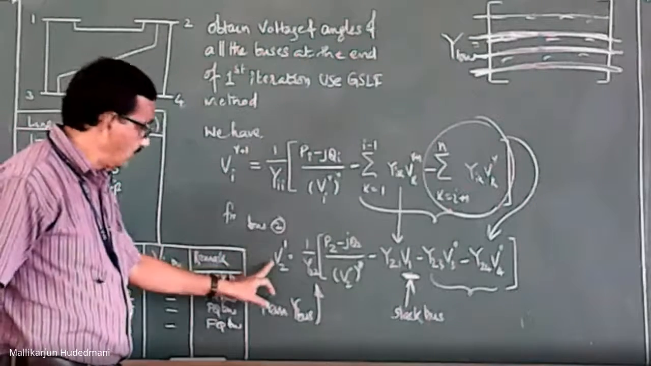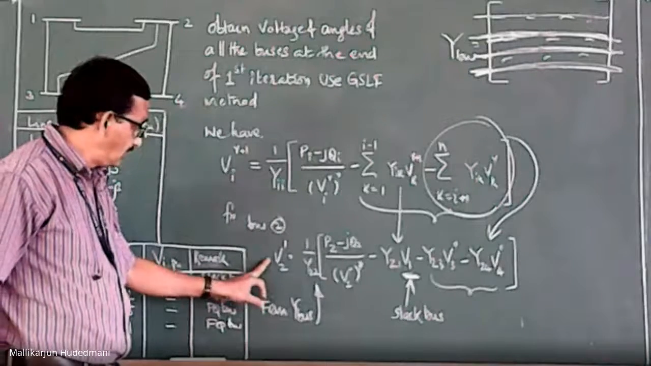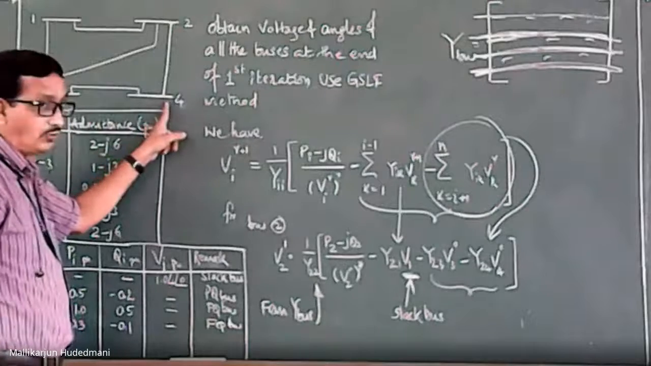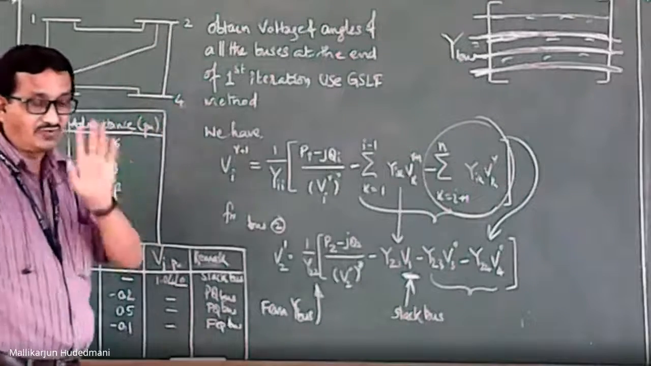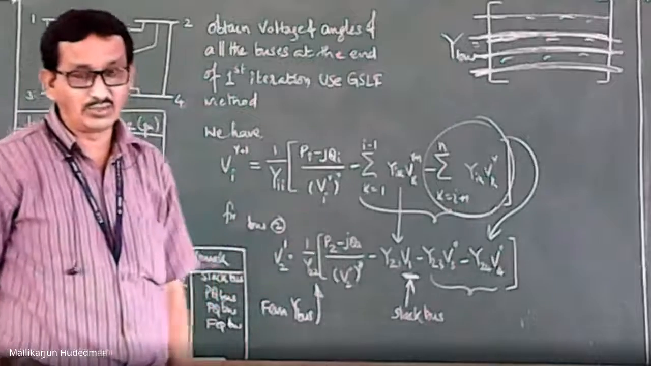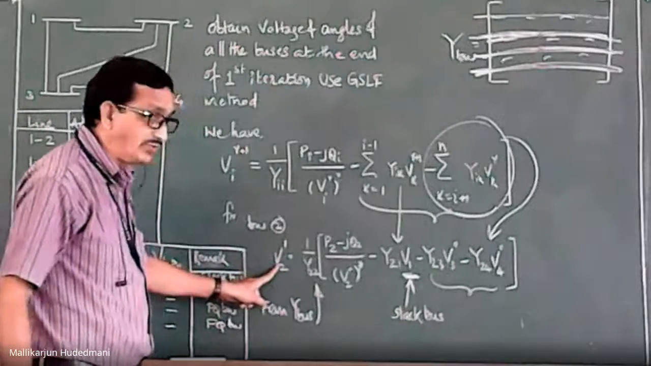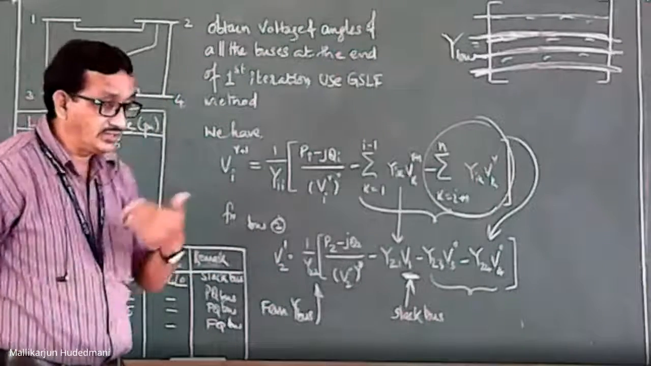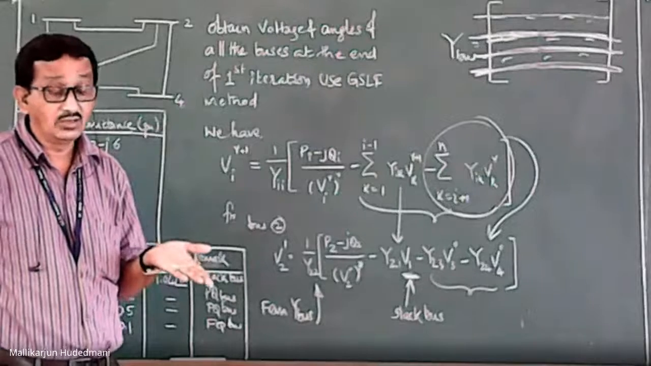Therefore, I am solving for voltages, so voltage must be unknown to me. They are the variables. Then how many unknowns do I have? V2, V3, V4, and delta 2, delta 3, delta 4 are my physical unknowns. I should calculate them here. To calculate V2, I should have an initial estimate of V2. To calculate V3, I should have an initial guess of V3. To calculate V4, I should have an initial guess of V4.